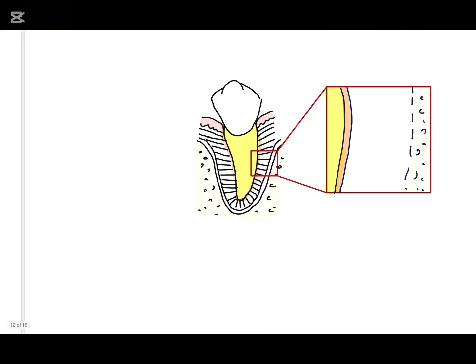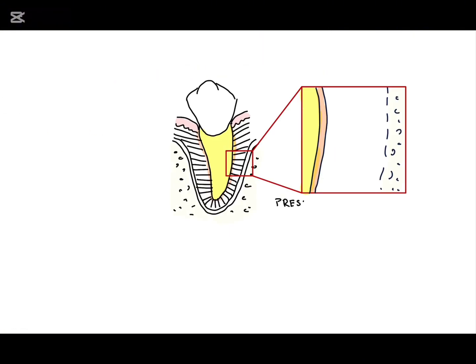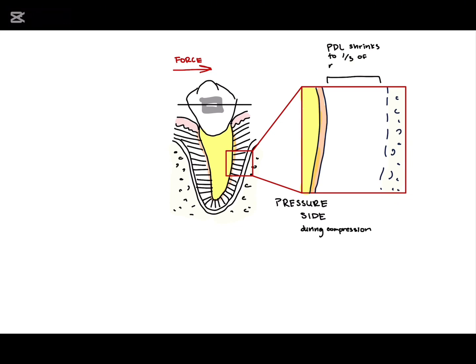Now let's look at the pressure side. So the pressure side during compression, when force is still being applied in the same direction, will cause the PDL to compress down to about 1/3 of its normal thickness. This will cause restricted blood flow. You can see this through the thinner and smaller blood vessels.